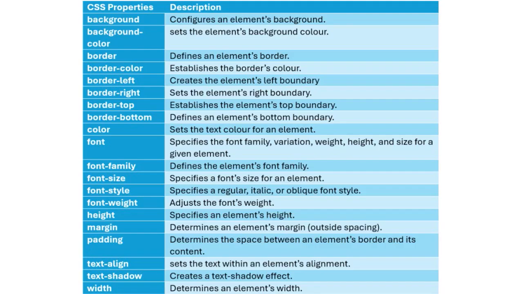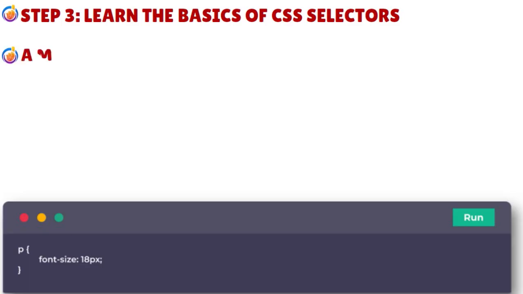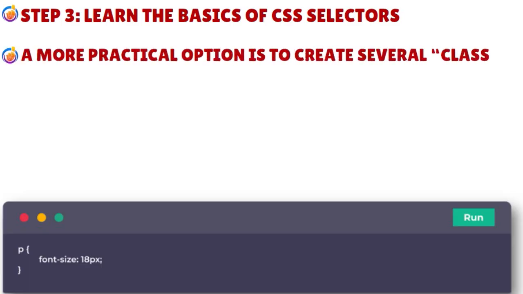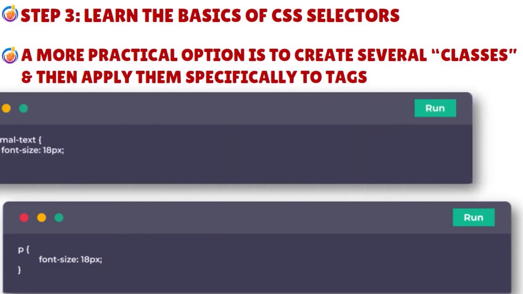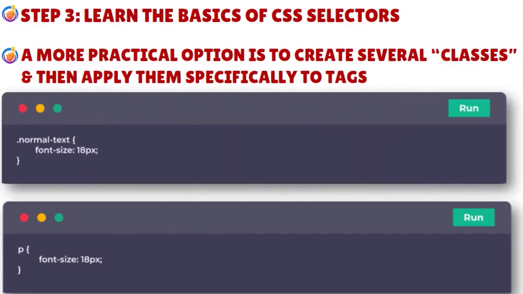So while this is one way to use the CSS selectors, a more practical option is to create several classes and then apply them specifically to tags, especially if you are trying to really get things done in a very scalable manner. Okay, so those several classes are quite essential. So in CSS, a class selector looks like this. I want you to look on the screen.